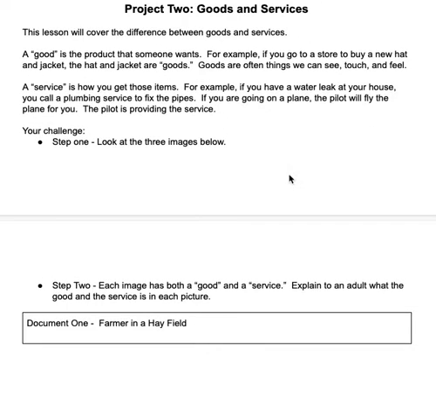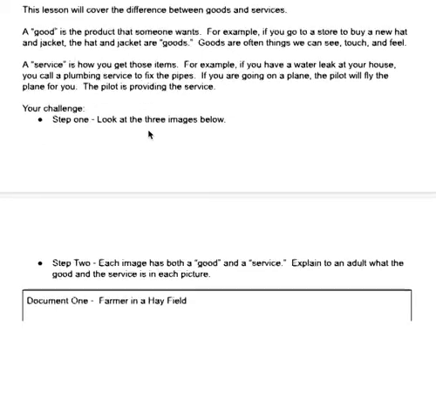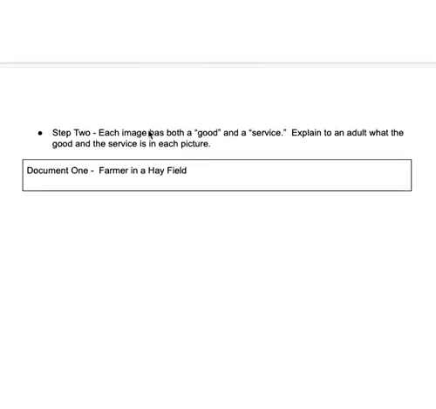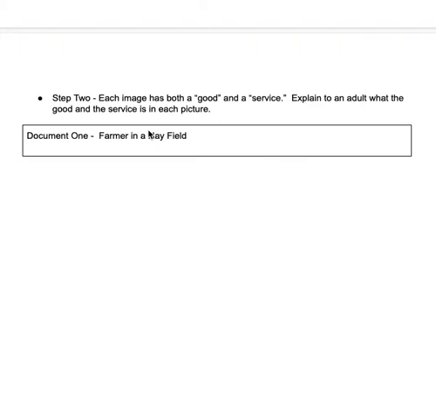Perfect. The next step that we'll do is Project 2, Goods and Services. And this lesson is going to cover the difference between goods and services. So first we did needs and wants, now we're going to do goods and services. And again, I gave you the description of goods and services here. A good is a product and a service is just that, a service. So the challenge for the kids is to look at the 3 images that I gave you, and underneath that, each image is a good and a service. So I want you to explain which is which.